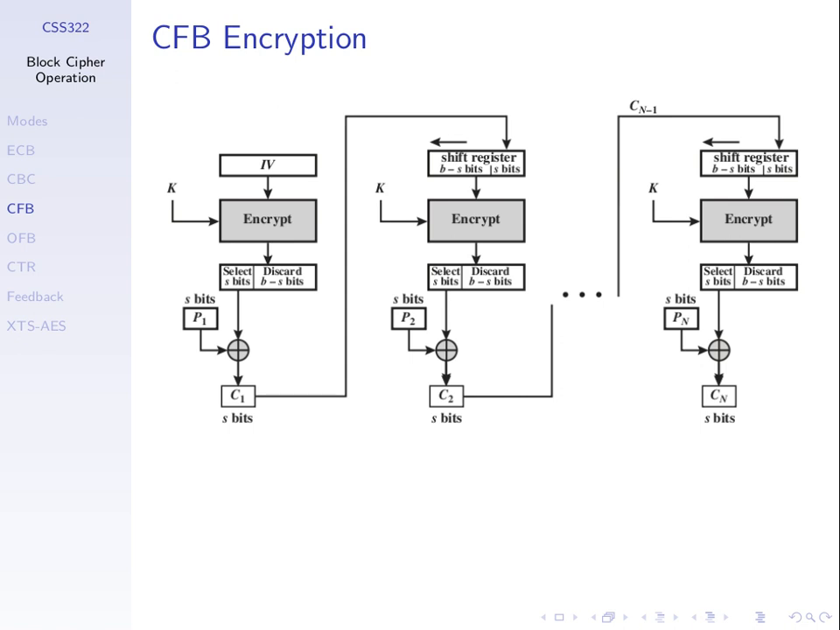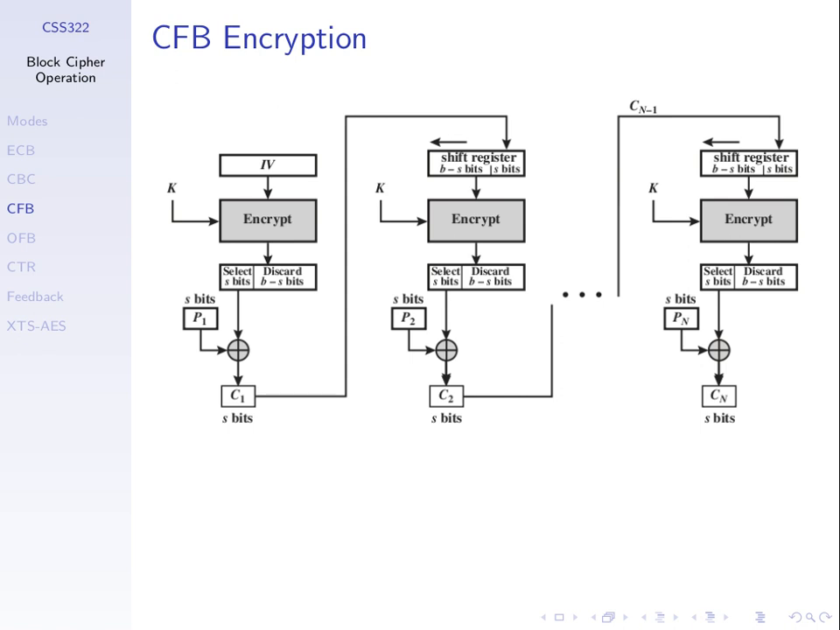Choose an initialization vector. Encrypt it using our block cipher. If we're using DES, choose a 64-bit value, encrypt that value using our key, our secret. We get 64 bits out. Select the leftmost S bits. Maybe I just want 8 bits at a time. We'll see why in a moment. Select the 8 leftmost bits, S in general. Throw the rest away, discard the remaining bits of the output, and take those S bits and XOR with S bits of the plaintext. And we get our S bits of ciphertext.